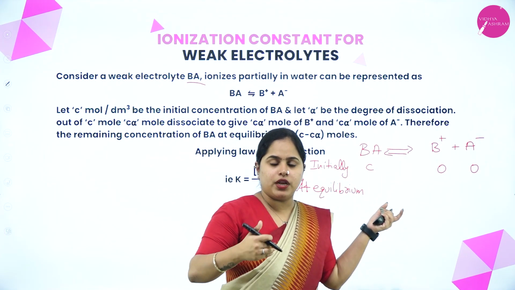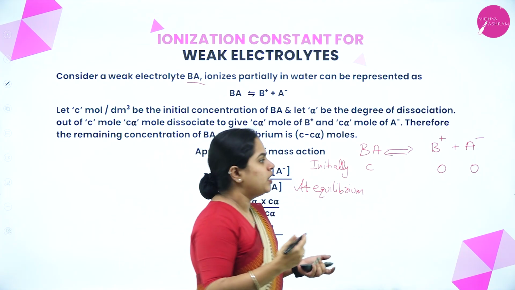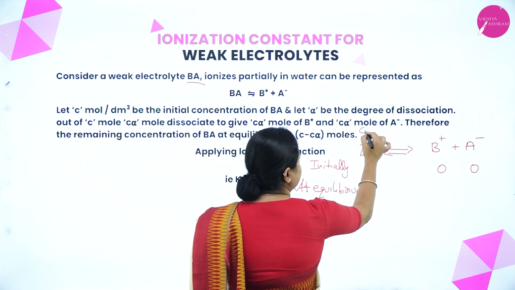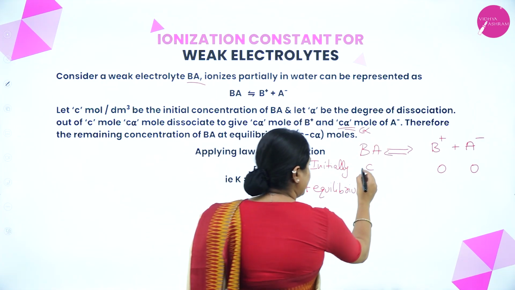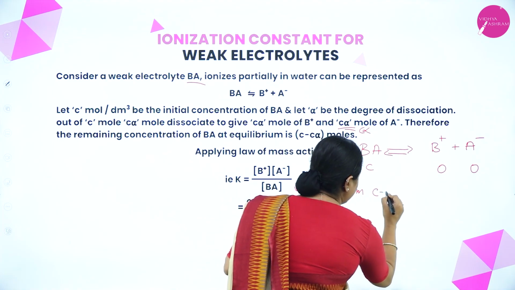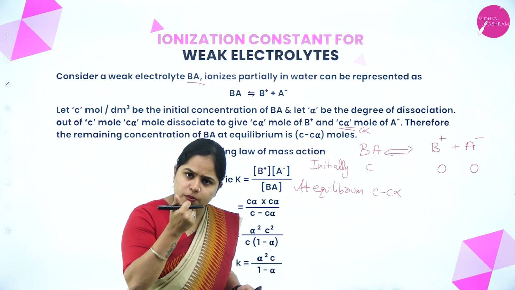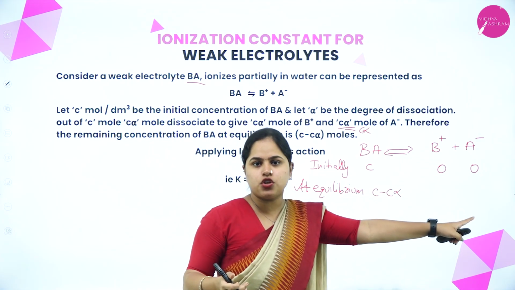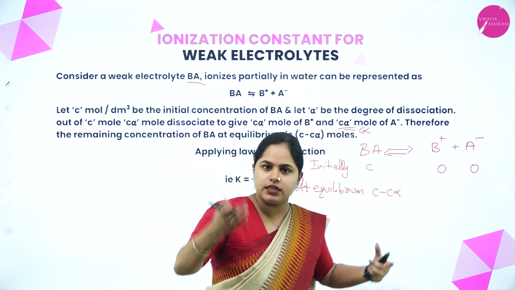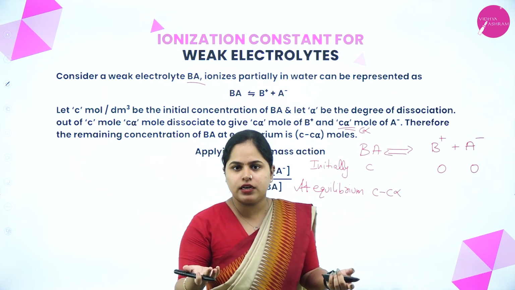So, to attain equilibrium, some concentration has to be reduced, right? That reduced concentration is C alpha. So, initially it was C and it reduced by a quantity C alpha. If it has reduced by a quantity C alpha, that exact amount will be increased on the other side, right? Whatever it is reducing on this side will be increased on the other side. That is why they are at equilibrium, right?